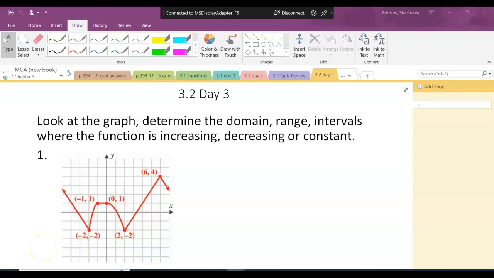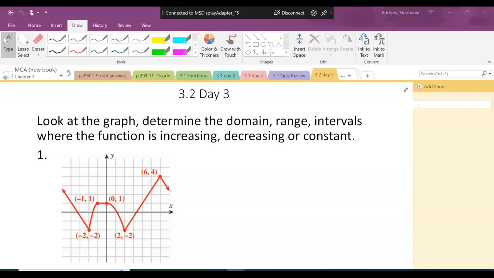Okay, so we are getting ready to basically interpret some graphs, okay? And it's asking us for several different things. It's asking us to state the domain and the range, which we've been doing. And then it's also talking about stating the intervals where the function is increasing, decreasing, and constant. Okay, so we're going to talk about that.